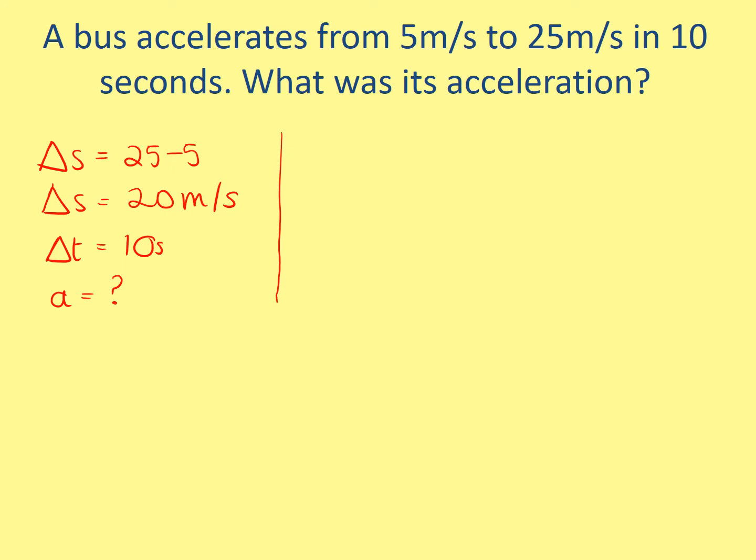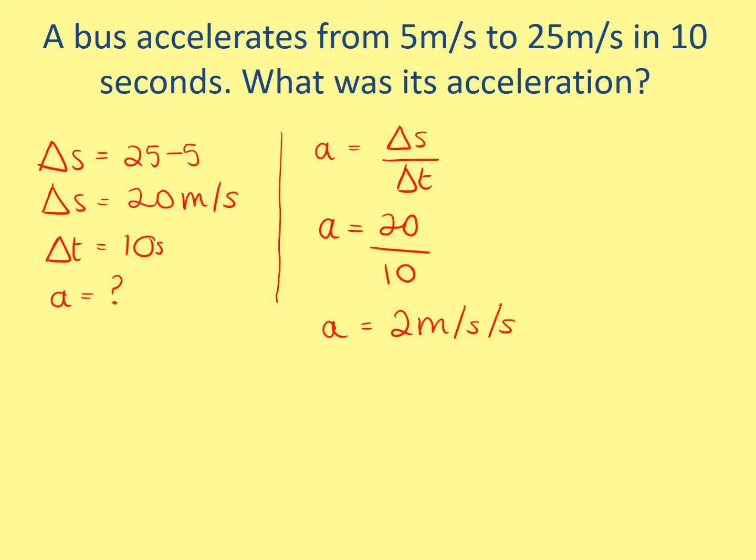So acceleration is equal to the change in speed divided by the change in time. In this case, the change in speed is 20 and the change in time is 10. And so my acceleration, 20 divided by 10, is 2 meters per second per second. I could also write that as 2 meters per second squared, or I could write it like this. Any of those is correct.